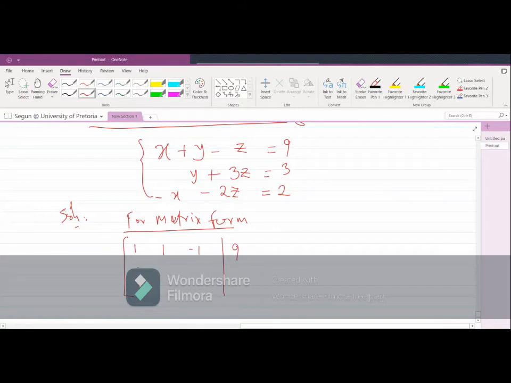Put 9 here. Then we don't have x in the second equation, so we put 0. We have y, 1. We have z, 3z. We only have negative here, -1. Here we don't have y, 0. We have -2. Then here we have 3 and 2.